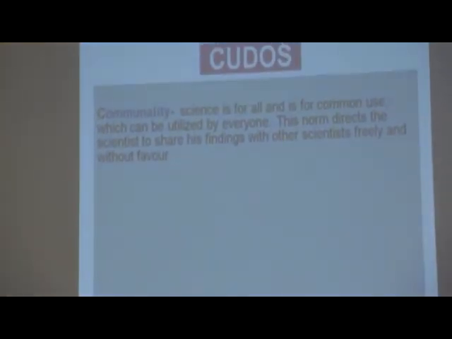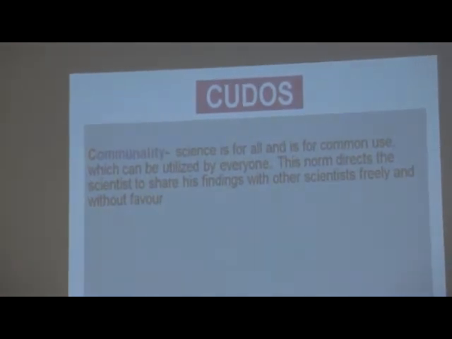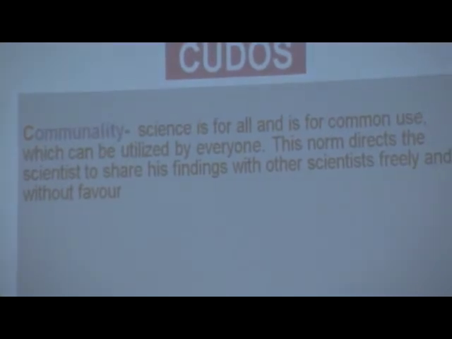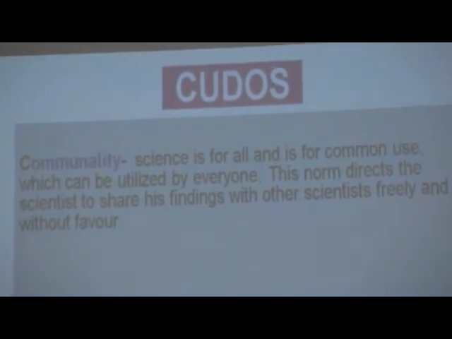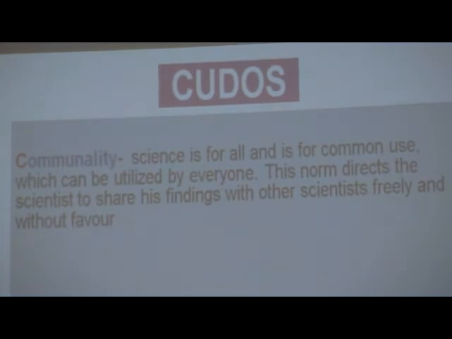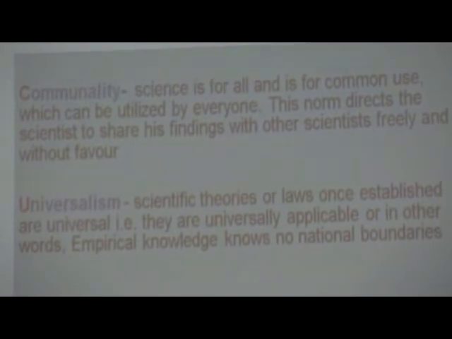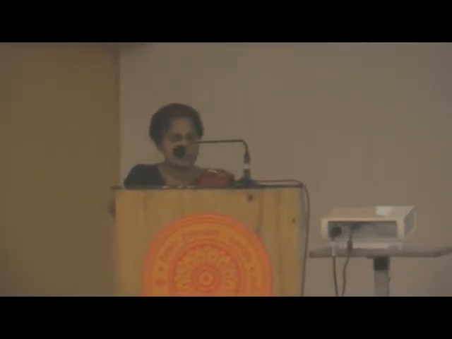C stands for communalism. Science is for all and is for common use, which can be utilized by everyone. This norm directs scientists to share findings with other scientists freely and without favor. Universalism. Scientific theories or laws, once established, are universal. They are universally applicable, or in other words, empirical knowledge knows no national boundaries.